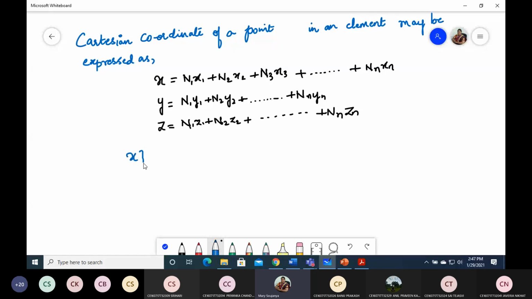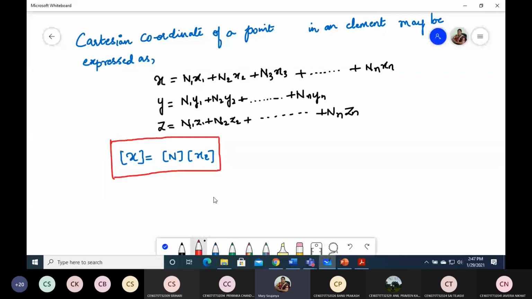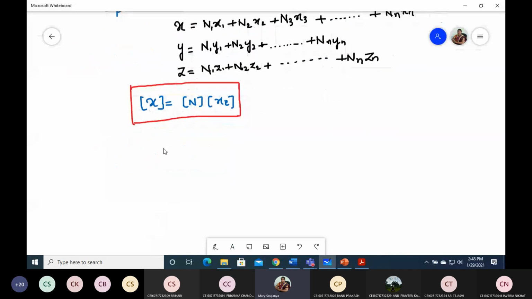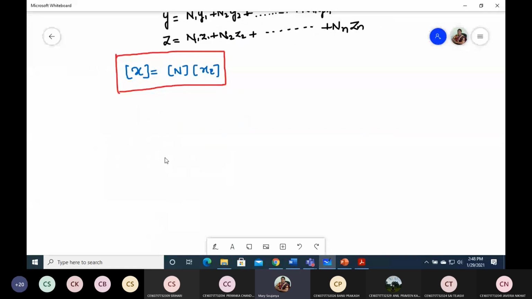I can write this as x is equal to shape function matrix into coordinates of nodal points, where N is the shape functions matrix in natural coordinate system and xe is the coordinates of nodal points of the element. Coordinates of nodal points of the element.